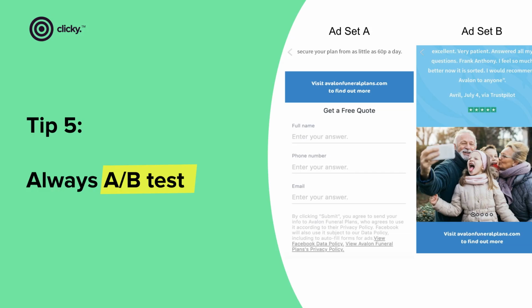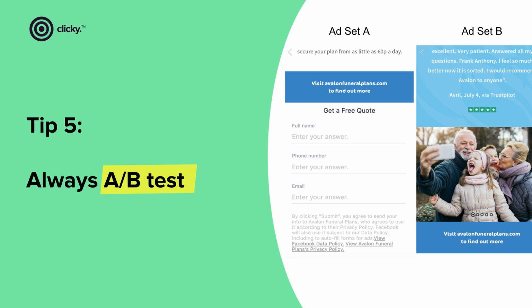Okay, so tip number 5, always A/B test. So one really important thing to remember is that social media advertising is always going to be an ongoing test. So say for example you achieved really great results one month from a particular advert, you wouldn't only run this ad for all future campaigns without making any changes or any adjustments to try and better your results. You need to keep testing.